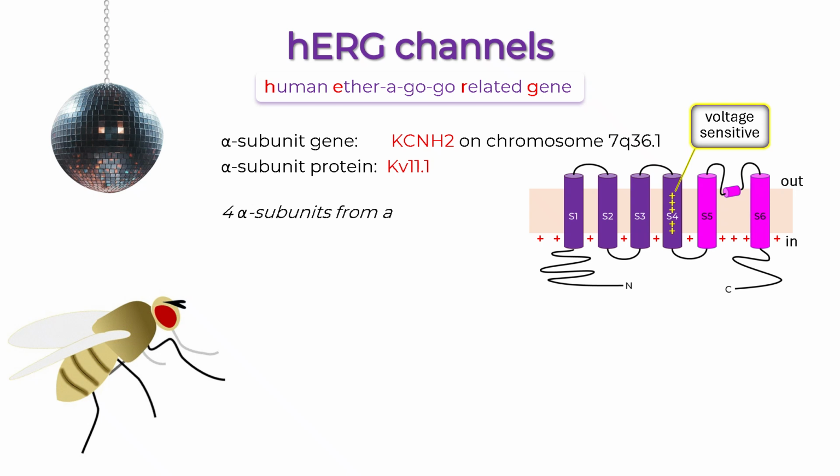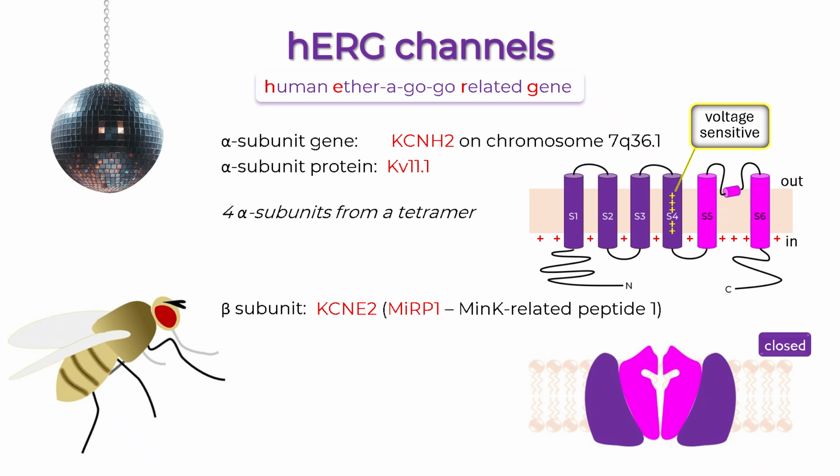4 Kv11.1 subunits assemble into a tetramer, forming a central pore for potassium ion conduction. The channel also associates with the beta subunit MiRP1, encoded by KCNE2, which modulates its behavior. This cartoon represents the fully formed channel.